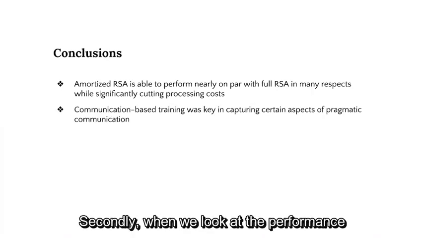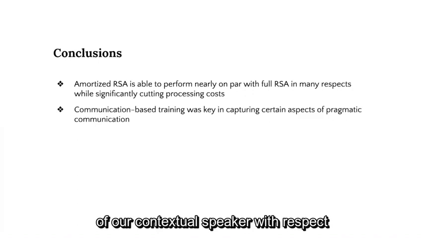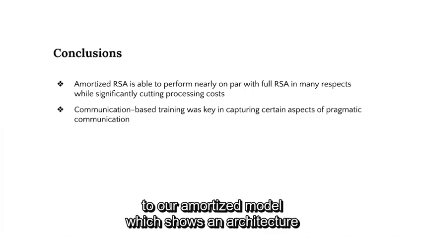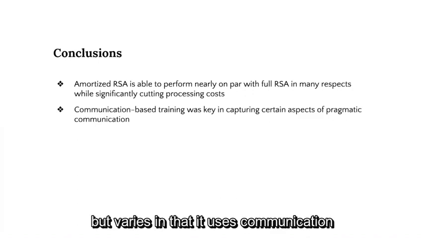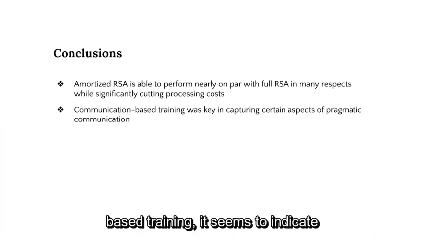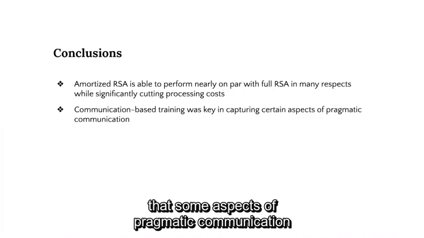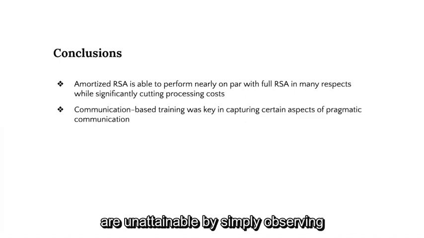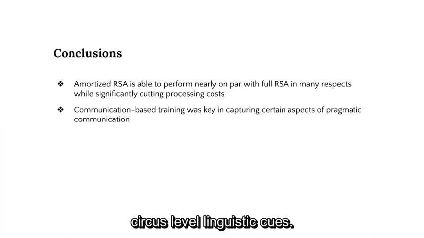Secondly, when we look at the performance of our contextual speaker with respect to our amortized model, which shares an architecture but varies in that it uses communication-based training, it seems to indicate that some aspects of pragmatic communication are unattainable by simply observing surface-level linguistic cues.